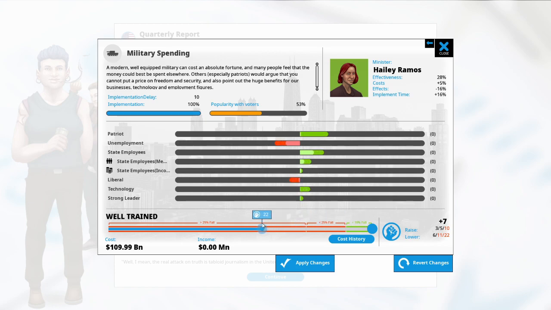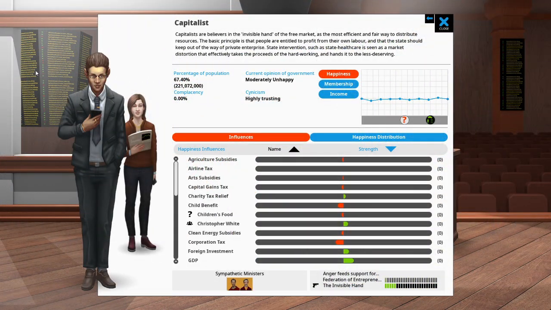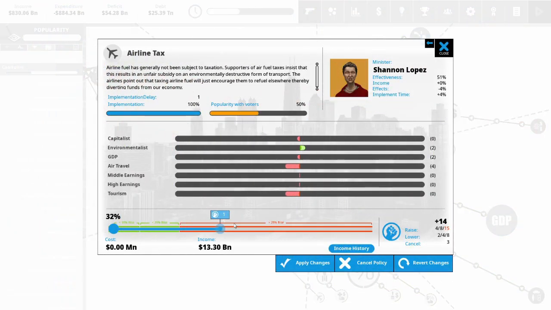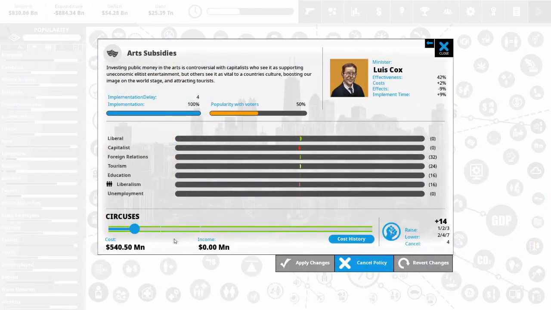But in order to do this, I had to spend my entire first term pleasing the capitalists and the middle-income earners. Your entire nation is made up of demographics, and learning to identify and manipulate these demographics is the key to success. You do this by understanding the cause and effect of your policies.